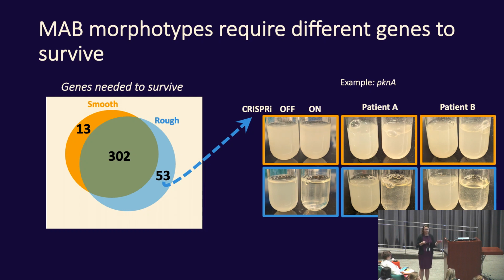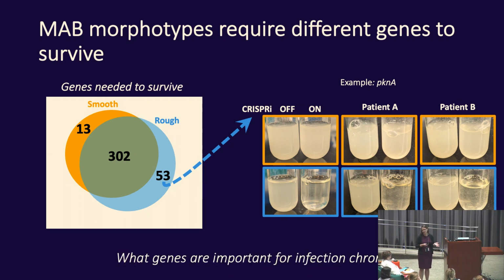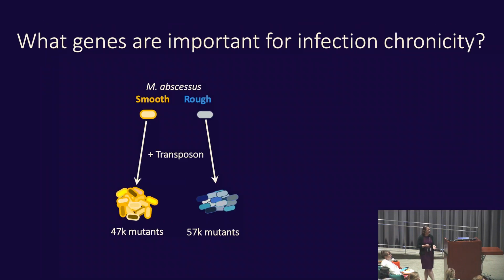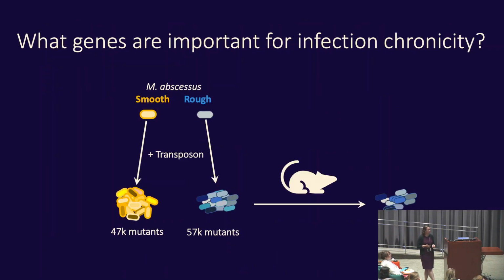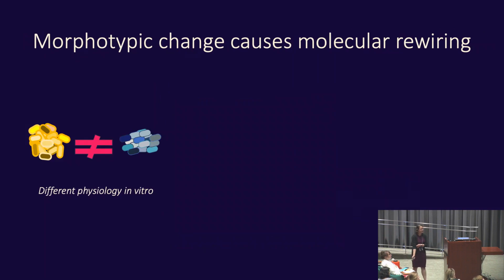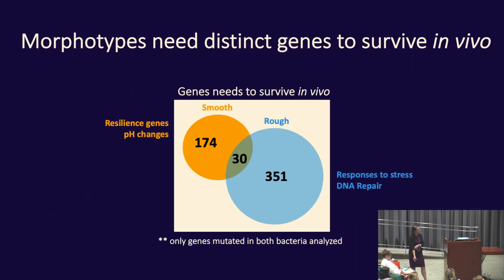And it gives me an idea of what the physiology is by looking at what genes are important in these two. And as often, things that are high regulatory remodeling genes, like protein kinases. And so now I can use these libraries and ask what genes are important for infection chronicity. And to do this, I take my libraries, put them in a mouse, and ask what genes are no longer present after infection. And this is when I got some really exciting data: a majority of the genes the morphotypes need during infection are completely unique to the morphotype.